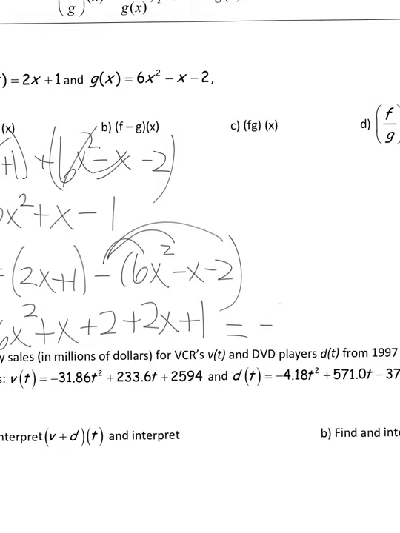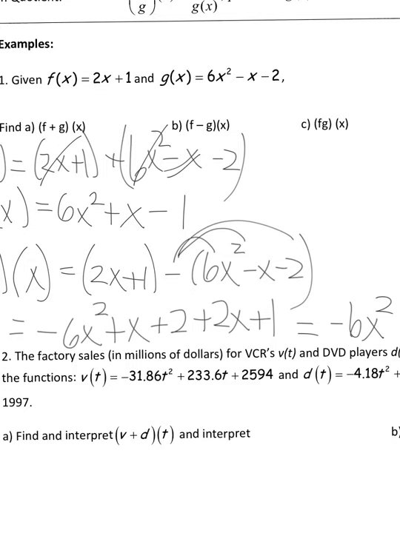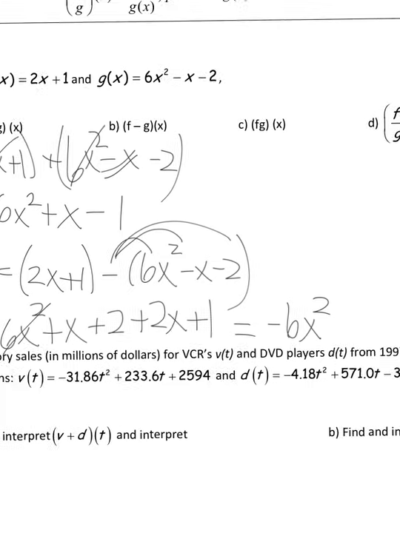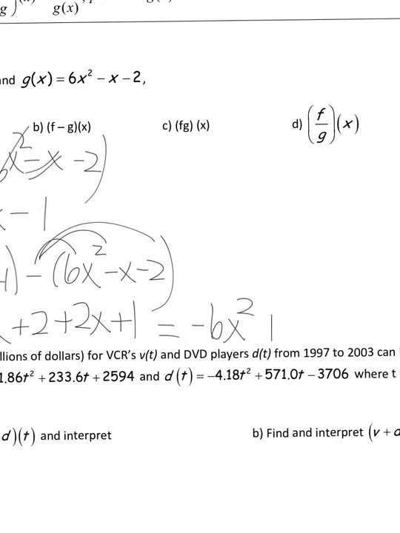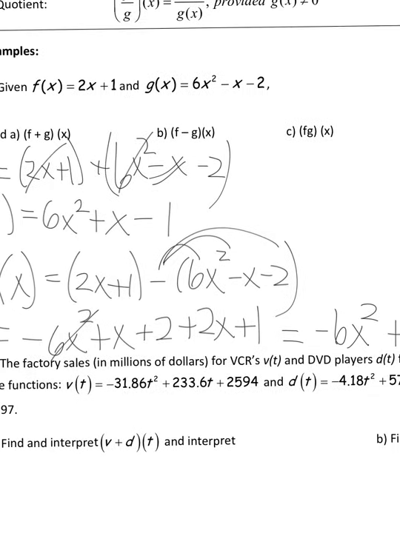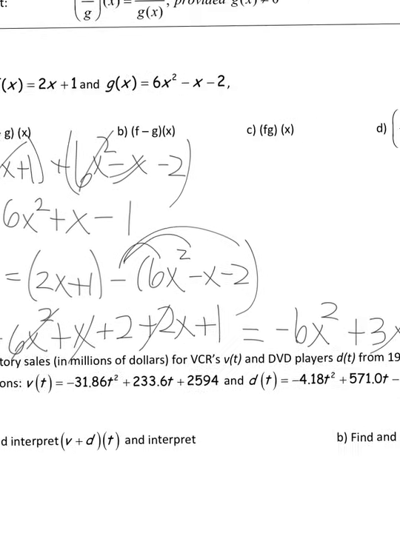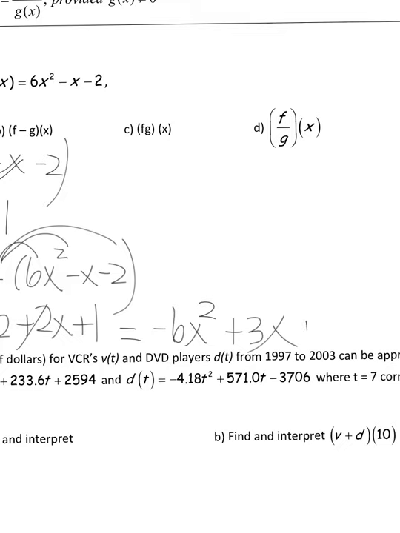So we have negative 6x squared. Cross that off. 3x. I'm just combining like terms here. 2x plus 1x. Cross those off. And then 2 plus 1 would be 3. So this is the new function that would represent the difference. And then you go through multiplication and division of those, and you can look at the notes for the work on those.